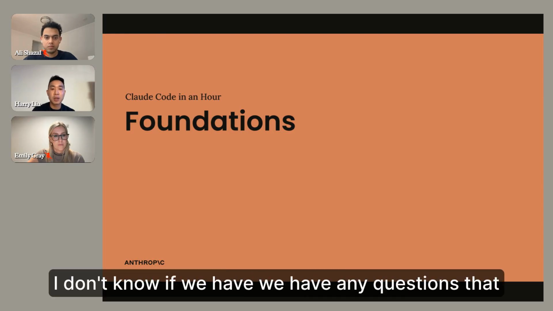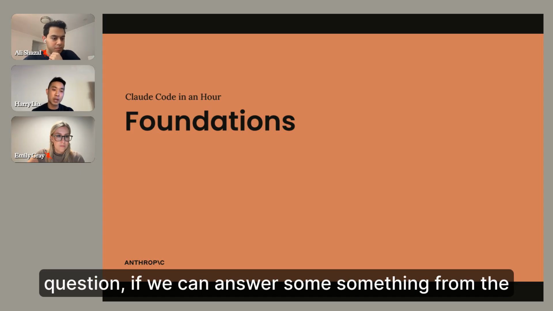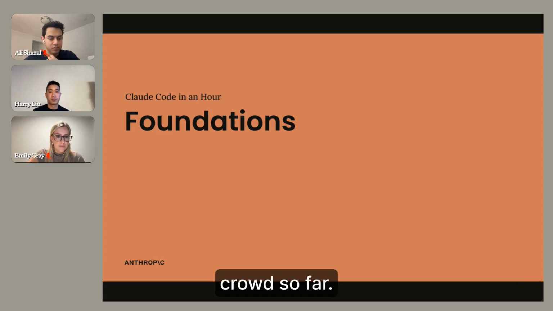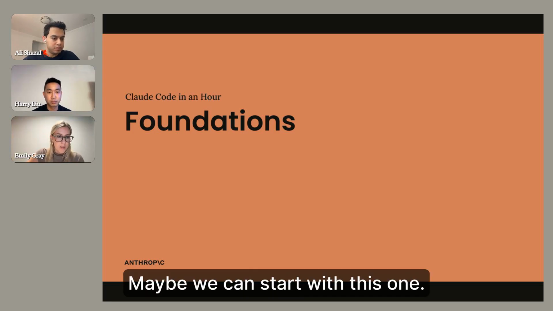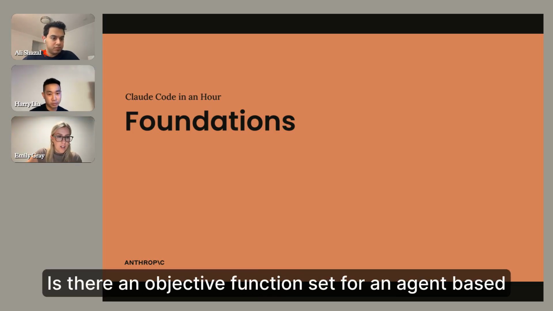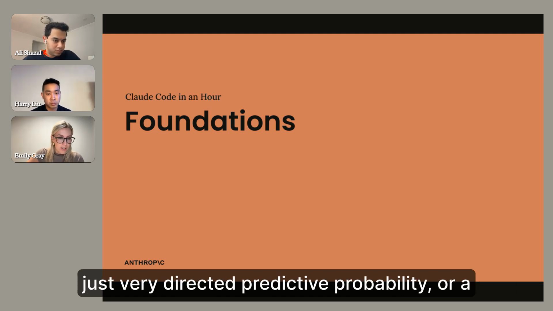All right. Perfect. I don't know if we have any questions that are coming up so far, but would love to pause for one question if we can answer something from the crowd. Yeah, maybe we can start with this one. Okay. Is there an objective function set for an agent based on the user's prompt, or is it all directed, just very directed, predictive probability, or a combination of both?